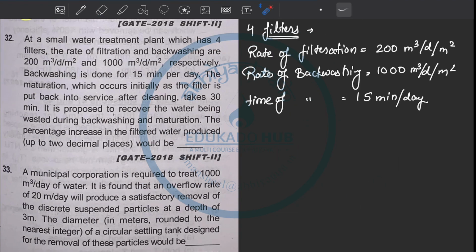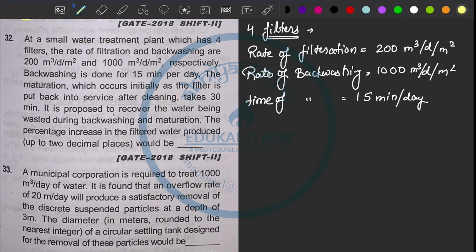So the question says that there are 4 filters and the rate of filtration and backwashing are 200 and 1000 meter cube per day per meter square. Backwashing is done for 15 minutes per day, and for maturation, which occurs initially as the filter is put back into service after cleaning, takes 30 minutes. It is proposed to recover the water being wasted during backwashing and maturation. The percentage increase in the filtered water produced will be.